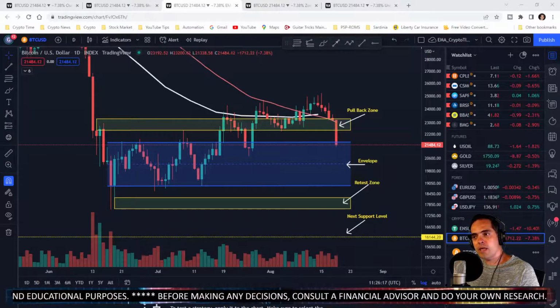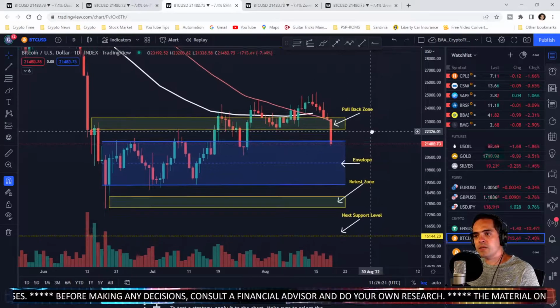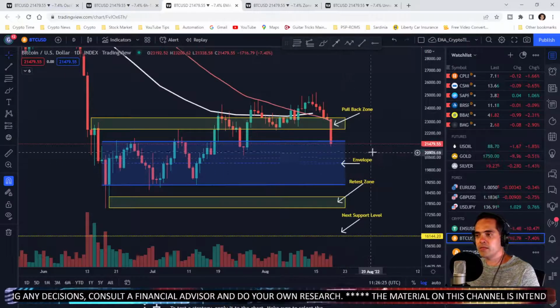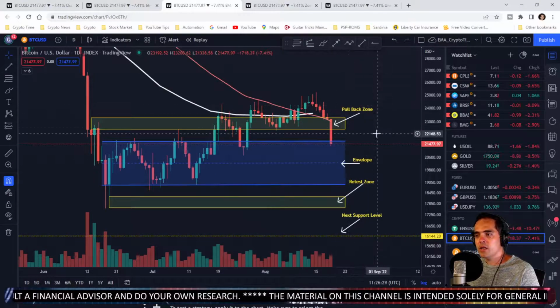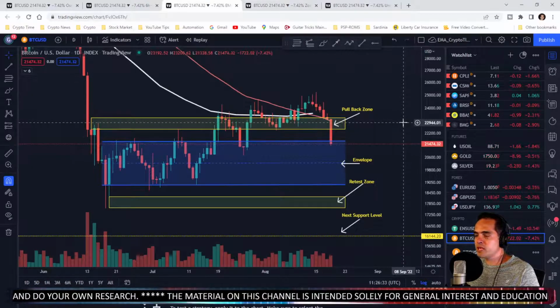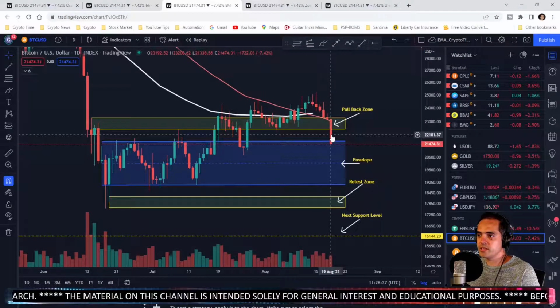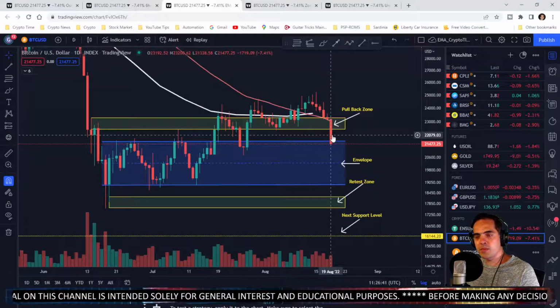And here we have the Bitcoin daily chart. As you can see, we have these rectangles representing different zones, as well as these lines here. So let's kick off today's video talking about this, as we predicted before, not based on the noise, but based on the charts.